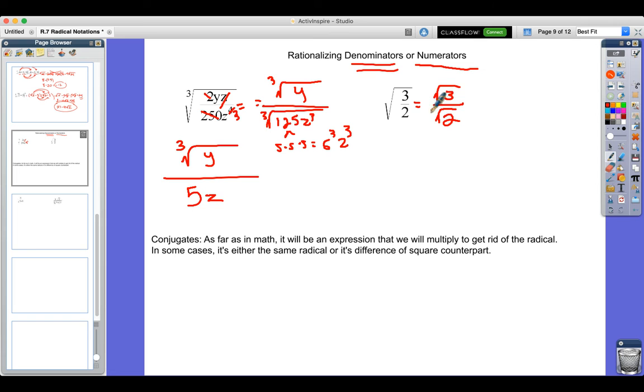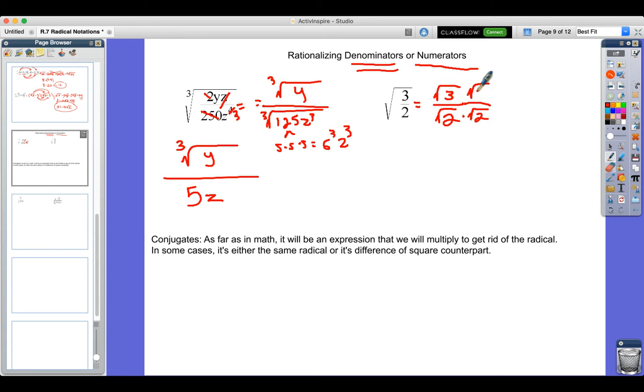So, again, we cannot have this radical in the denominator. So, as we talk about right here, a conjugate, as in math, is an expression that you multiply to get rid of the radical. Well, sometimes, in this case, when it's just a single term, you multiply with the exact same radical, because a radical 2 times a radical 2 gives a radical 4, which then simplifies. Exactly. As we look in the next one here in a bit, sometimes also it's a difference of squares counterpart, as we'll see.